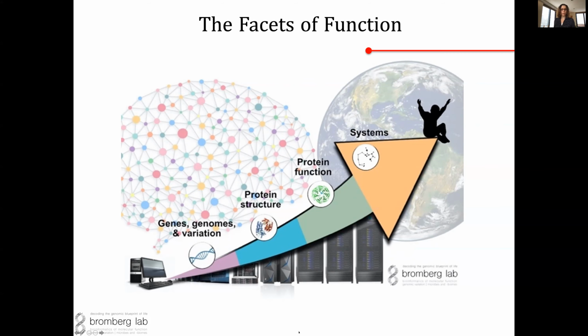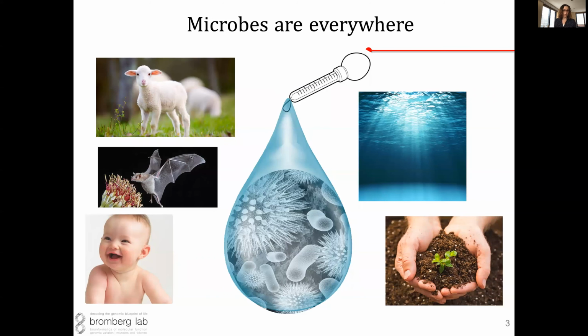I'm going to start with talking about microbes and microbiome. So what is a microbiome? Microbiome is a collection of microbes in a particular niche or environment. So you could sample microbes from the ocean, or you could sample microbes from the soil, or even from the gut of animals and these funky little baby over here.